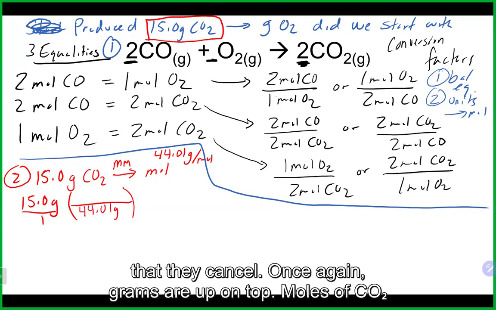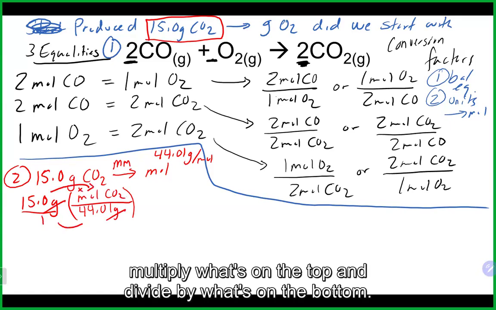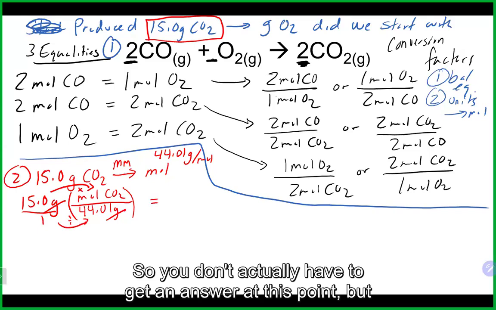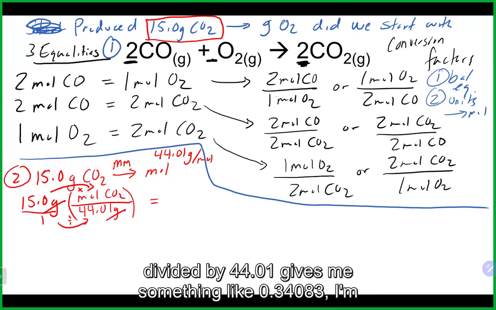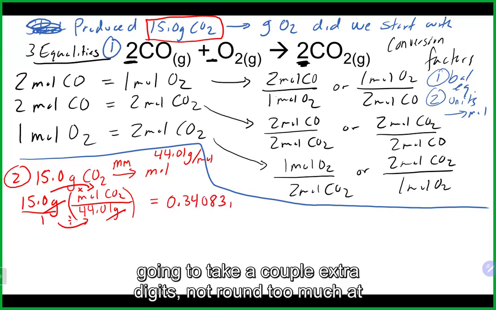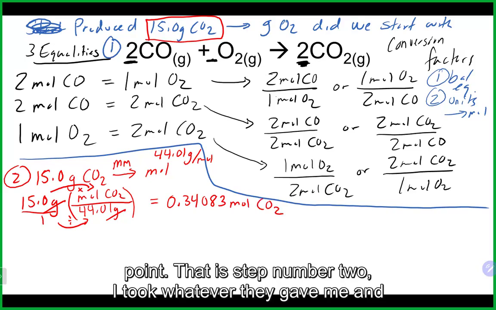Once again, grams are up on top. Moles of CO2 go up on top there. Grams will cancel. We're going to multiply what's on the top and divide by what's on the bottom. So you don't actually have to get an answer at this point, but I will so you can see all the steps if you like. So 15 divided by 44.01 gives me something like 0.34083. I'm going to take a couple extra digits, not round too much at this point because we're going to continue on.